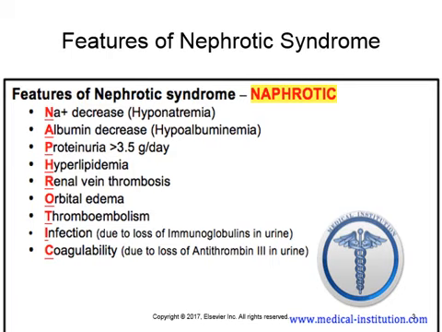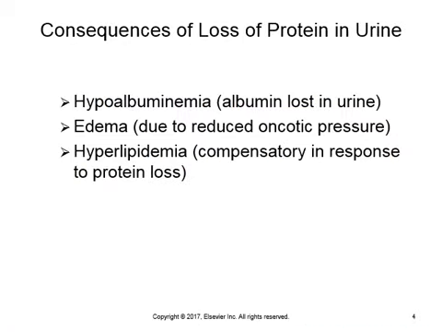Infection is due to the loss of immunoglobulins in the urine. So immunoglobulins are lost just like the protein is lost. And when you lose your immunoglobulins, you don't have them to fight infection. And then coagulability due to the loss of antithrombin 3 in the urine. So with nephrotic syndrome, you have hypoalbuminemia, edema, and hyperlipidemia.